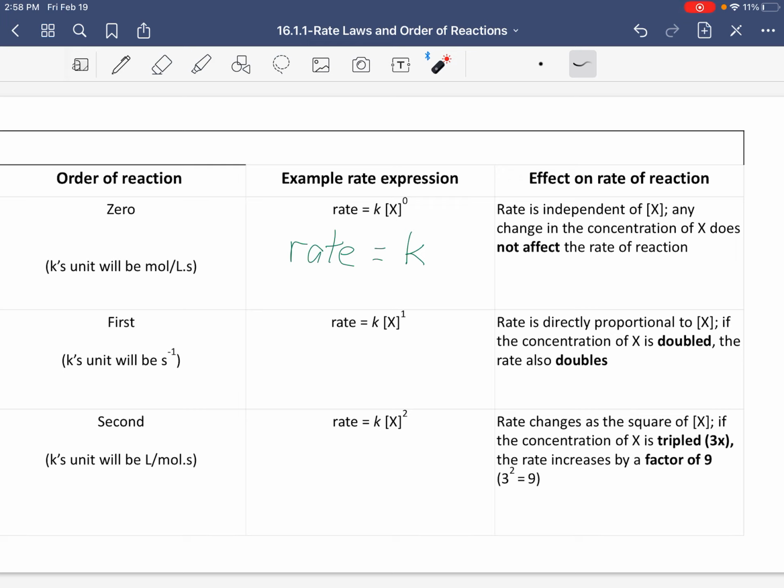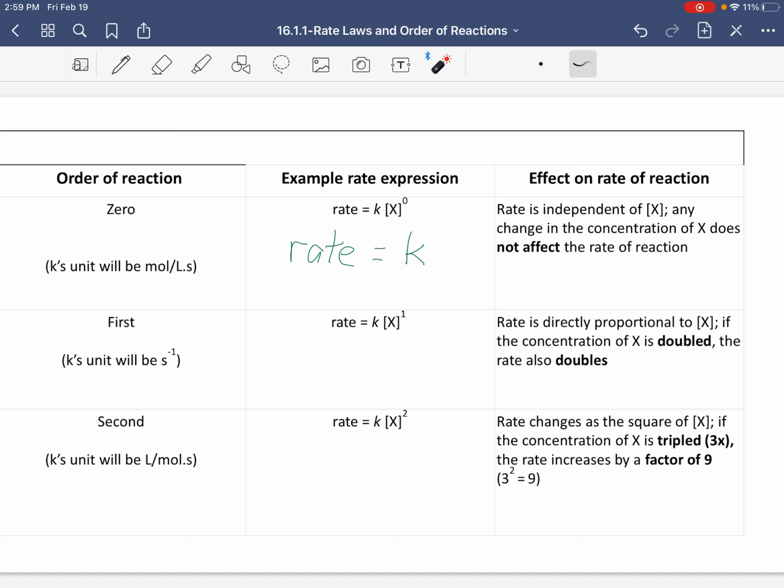Then, of course, there's the second order of reaction. If you see a second order of reaction, you'll notice that the unit for K is going to be liters per mole second. It's almost like inverse molarity per second. Here it is. The rate is determined by the square of the X concentration, whatever this thing is, to the power of 2.